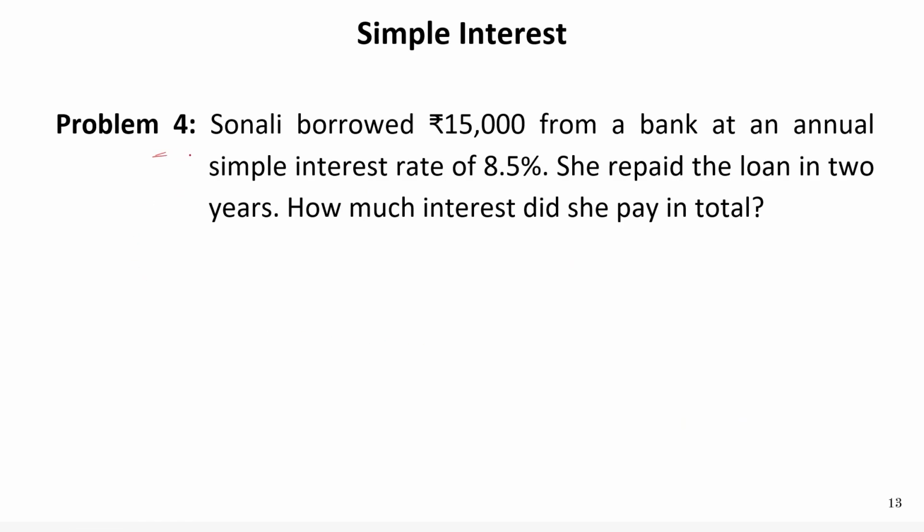So let's see problem number 4. It tells us that Sonali borrowed 15,000 from a bank at an annual simple interest rate of 8.5%, right? So the principal amount is equal to 15,000, and the annual simple interest rate R is equal to 8.5%. She repaid the loan in 2 years. Then how much interest did she pay in total? So SI is equal to what? Principal is equal to 15,000 in this case.